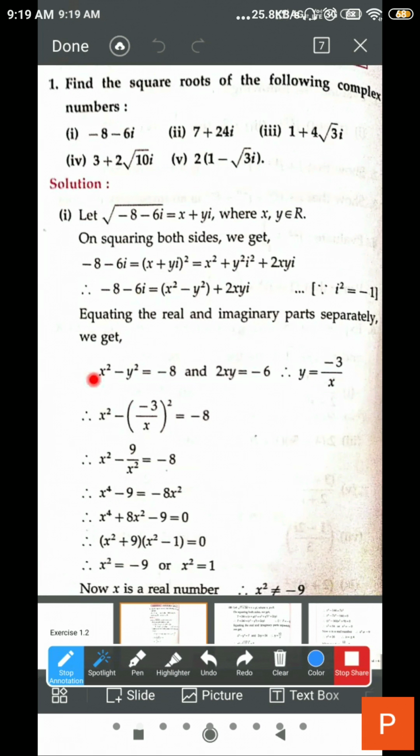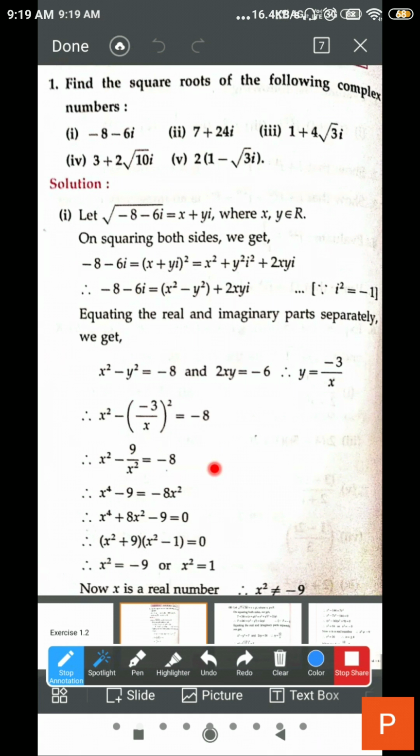Now, this value of y is equal to minus 3 by x, we will put it in the first equation, that is x square minus y square is equal to minus 8. Then instead of y square, you are going to put the value of y, minus 3 upon x whole square. Now see over here, x square minus (minus 3 by x) whole square, which is equal to minus 8. Make the square of it. It will be x square minus 3 square, 9 upon x square, is equal to minus 8.